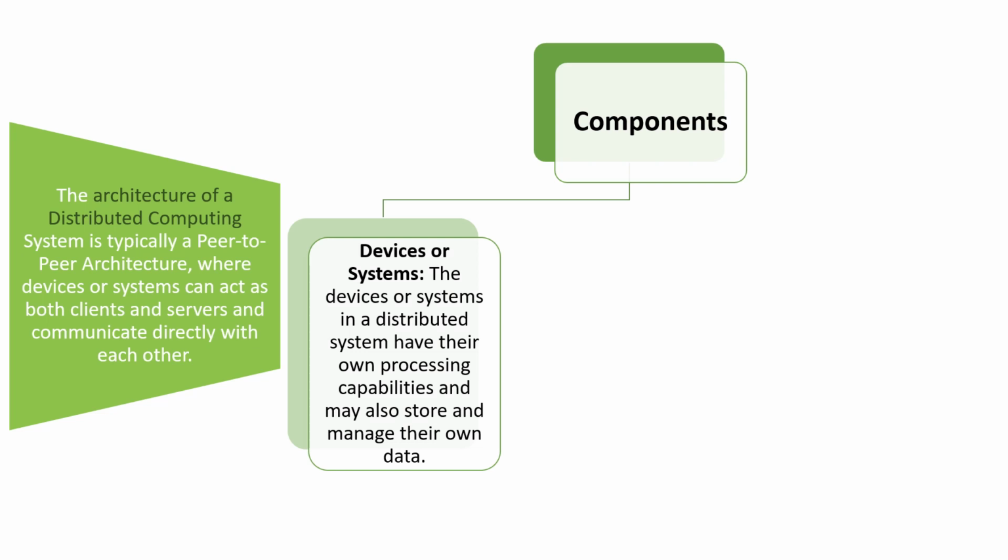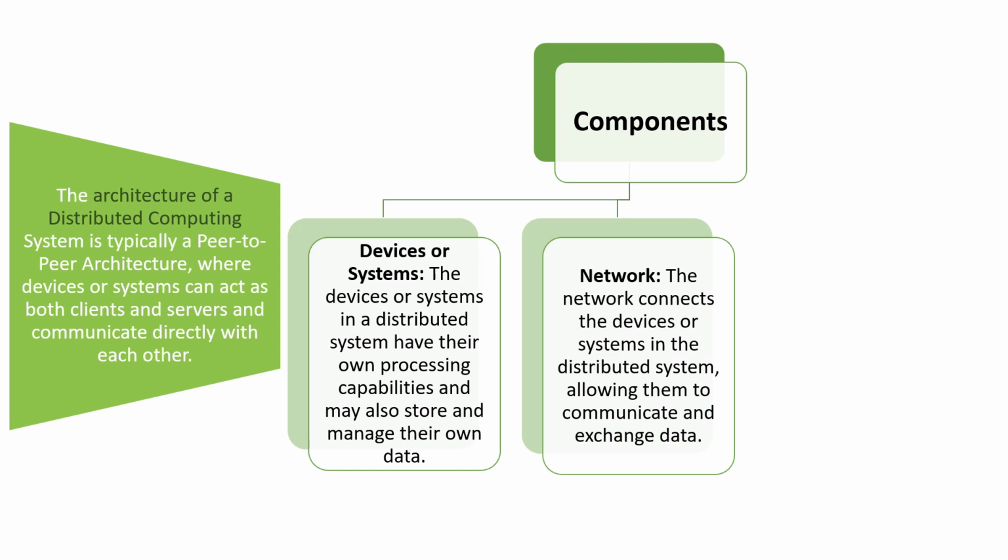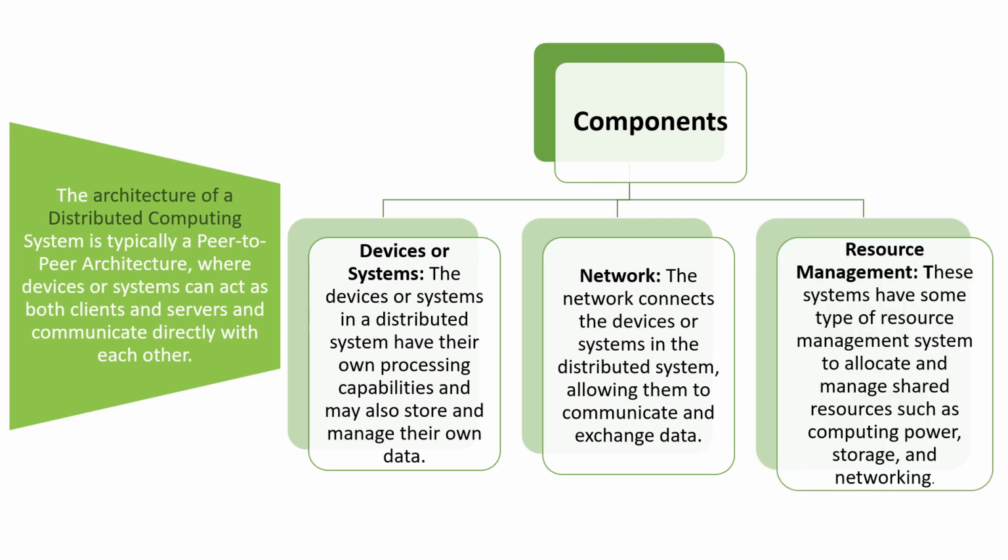And the components of this distributed computing are devices or systems. Devices in a distributed system have their own processing capabilities and may also store and manage their own data. So this is one of the components of this distributed system, the devices or systems in a distributed computing. And another component of the distributed computing involves the network. The network connects the devices or systems in the distributed system, allowing them to communicate and exchange the data.